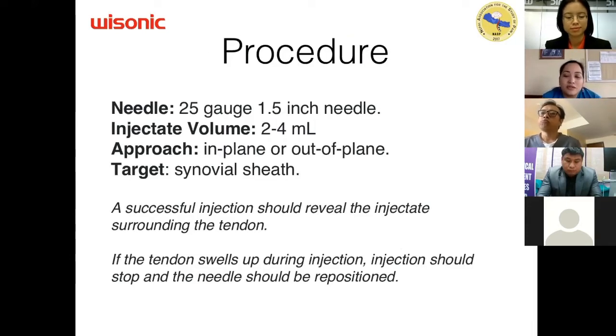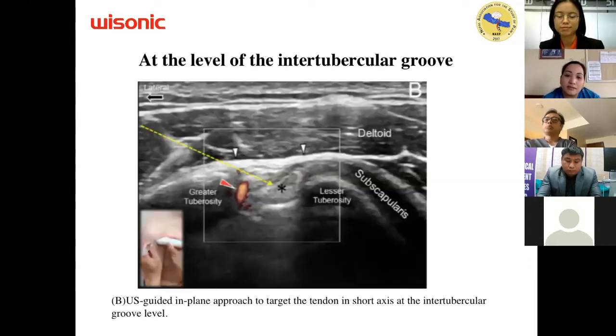So for injection of the biceps tendon, many practitioners have different preferences. My preference would be a needle of 25 gauge with 1.5 inch needle, a small needle, an injected volume of maybe 2 to 4 ml. An approach can be in plane or out of plane, both. And my target would be the synovial sheath. A successful injection should reveal the injectate surrounding the tendon. And if the tendon swells up, the hypoechoic oval structure swells up during injection, then you should be very careful because you are injecting inside the tendon, not surrounding it.